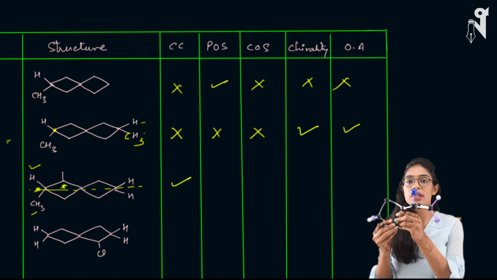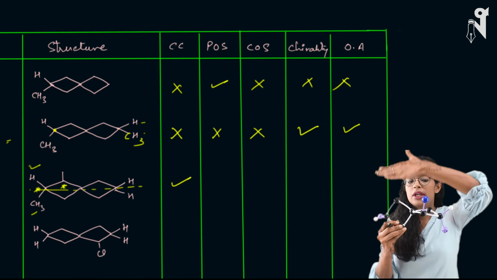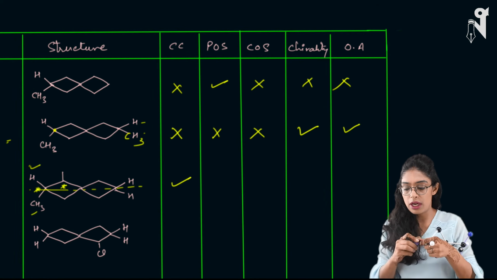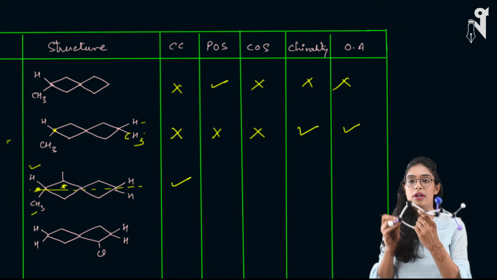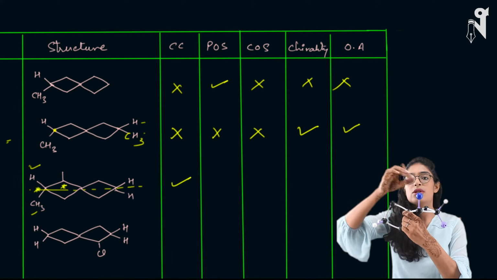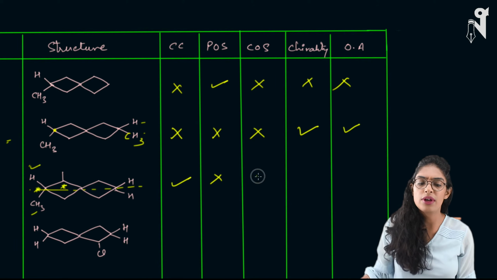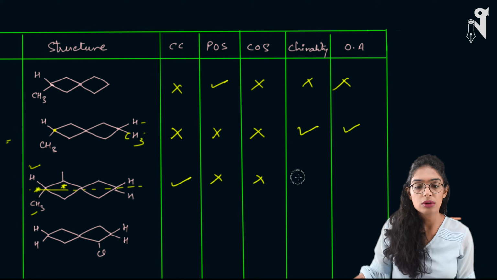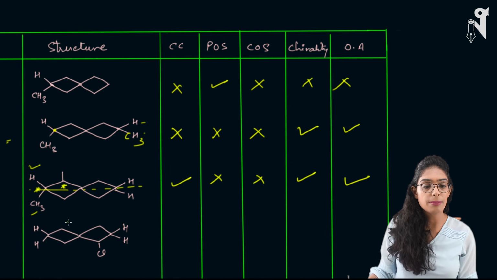Just see it over here, in case you're not able to visualize. If I cut it like this, everything else, this should have been hydrogen, my bad. If I cut it like this, one side will get CH3, another side doesn't have a CH3, and hence no POS. Do we have COS? No. Very clearly no. Chirality, yes. Optical activity, yes. Now look at this compound.